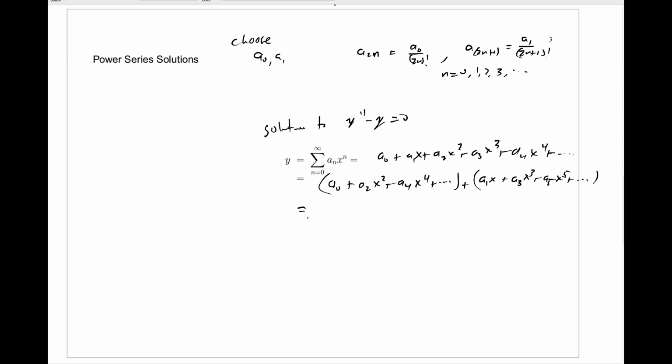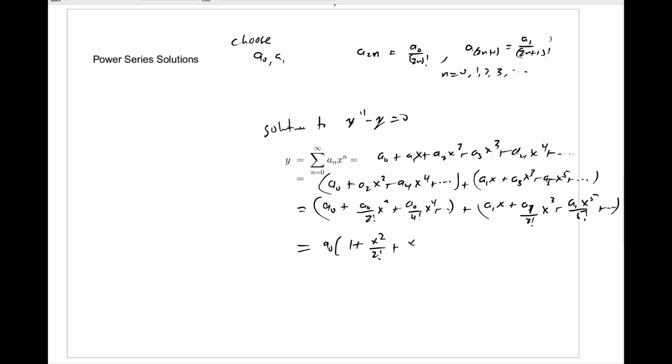And now we'll just put in these formulas that we have above. This is a0 plus a0 over 2 factorial x squared plus a0 over 4 factorial x to the fourth, etc. And here we have a1x plus a3 is a1 over 3 factorial x cubed plus a1 x to the fifth over 5 factorial, etc. And then I'll just factor out the a0 from the terms in this first function. That's a0 times 1 plus x squared over 2 factorial plus x to the fourth over 4 factorial, etc., plus a1 times x plus x cubed over 3 factorial plus x to the fifth over 5 factorial, etc.